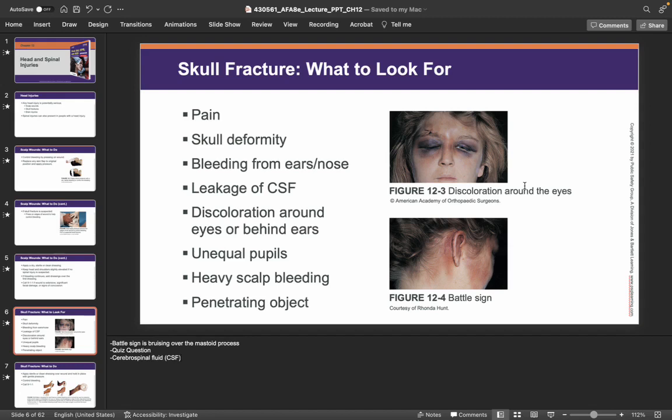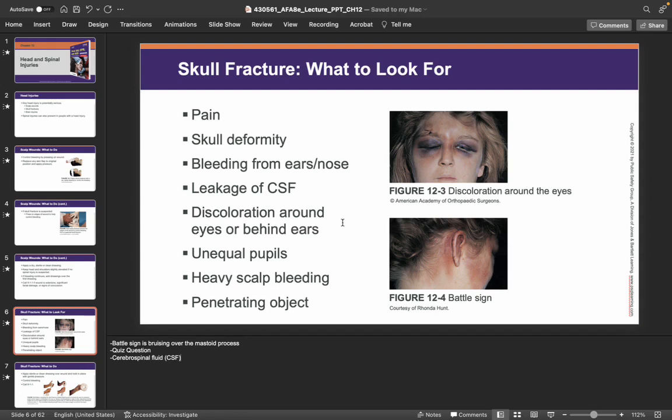Anytime the pupils are unequal, that typically means there's some sort of damage to the musculature around the eyeballs, and that comes from a skull fracture. Again, the heavy scalp bleeding, you probably want to make sure it's accompanied with other signs before you just rely on that one. And then, of course, anytime there's a penetrating object, obviously there's not a lot of skin or tissue there to penetrate, so there's probably a skull fracture as well. This is also a quiz question, so make sure you put a star by this.